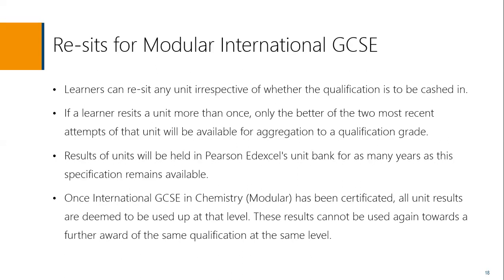Results of the units will be held in Pearson Edexcel's unit bank for as many years as this specification remains available. And once the International GCSE in Chemistry has been certified, all unit results are deemed to be used up at that level. These results cannot be used again towards a further award of the same qualification at the same level.